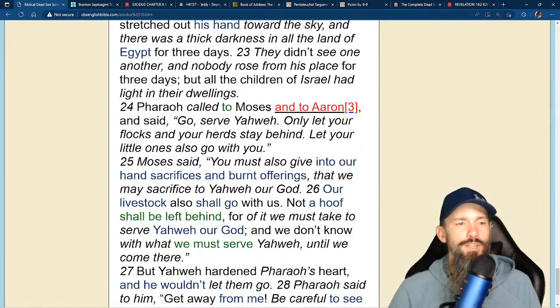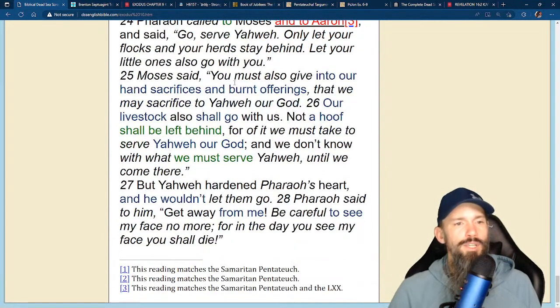Pharaoh called to Moses and to Aaron and said, Go serve Yahuwah. Only let your flocks and your herds stay behind. Let your little ones also go with you. Moses said, You must also give into our hands sacrifices and burnt offerings, that we may sacrifice to Yahuwah our Elohim. Our livestock also shall go with us, not a hoof shall be left behind. For of it we must take to serve Yahuwah our Elohim, and we don't know with what we must serve Yahuwah until we come there. But Yahuwah hardened Pharaoh's heart, and he wouldn't let them go. Pharaoh said to him, Get away from me, be careful to see my face no more, for in the day you see my face you shall die.